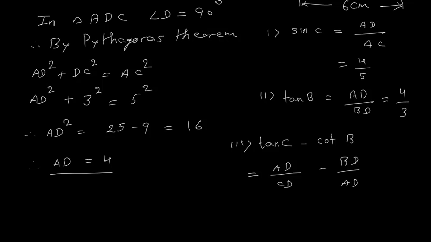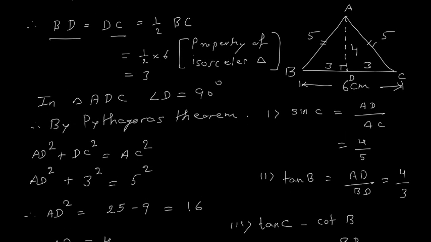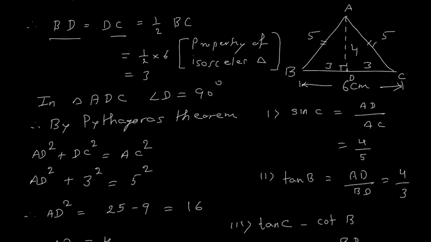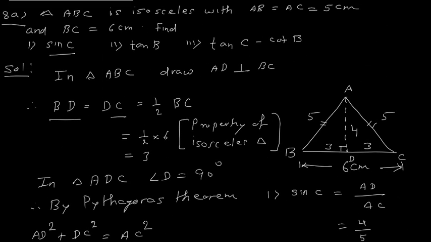Now the value of AD is 4. So this becomes 4 upon 3 minus value of BD is 3 and AD is 4. So this is 3 upon 4. So we will cross multiply 4 into 4 16 minus 3 3 is 9 whole divided by 3 into 4, which is 12. 16 minus 9 is 7 upon 12 is the required answer. So tan C minus cot B is equals to 7 upon 12. Yes. So 3 sub questions are there. We have to find sin C, tan B and tan C minus cot B. Okay, let us see the next question.